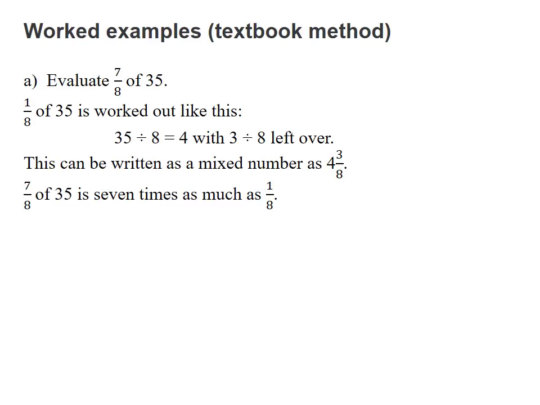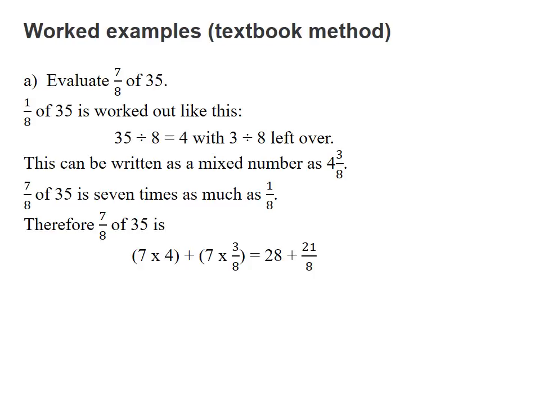So 7/8 of 35 is just 7 times what 1/8 is. And we've just found 1/8, it was 4 and 3/8. So 7/8 of 35 is the same as 7 times 4, and 7 times 3/8. 7 times 4 is 28, and 7 times 3/8 is 21 over 8.